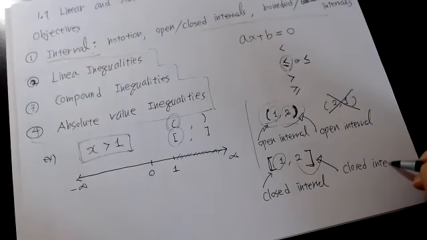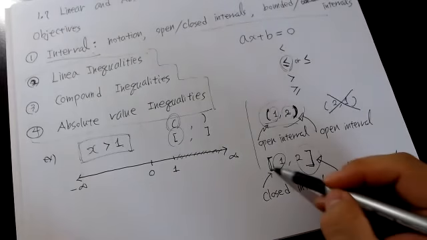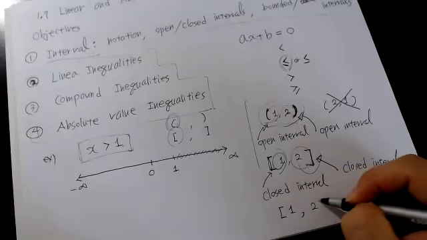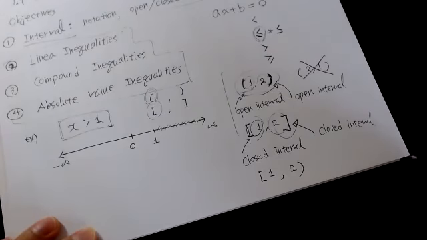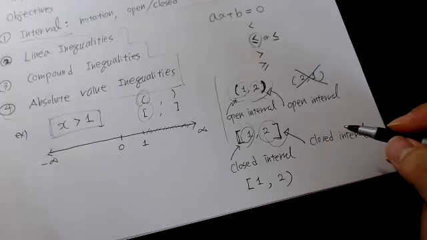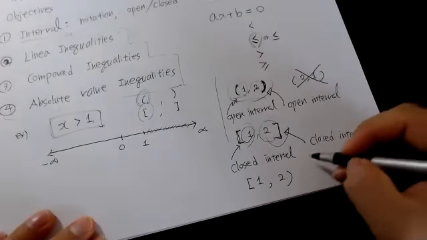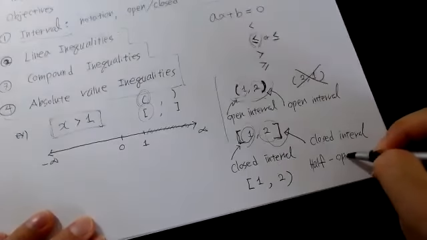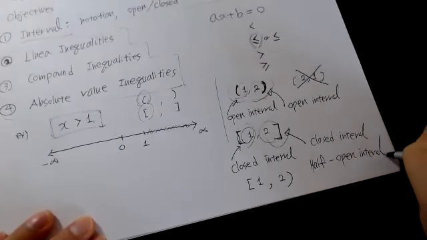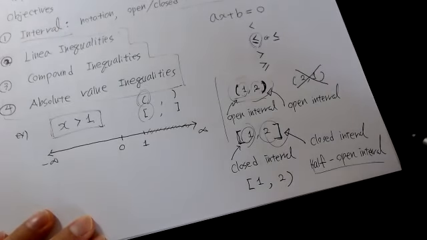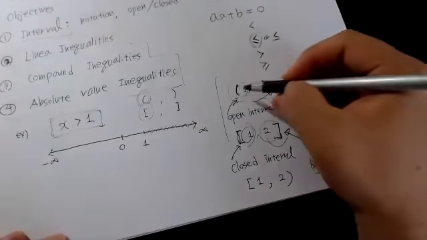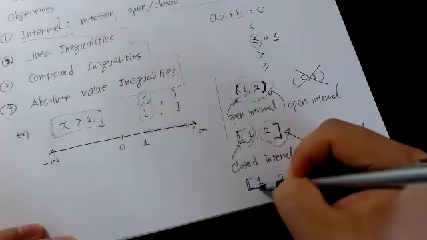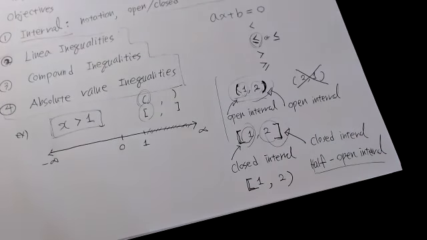But here's the question. What if I want to include the left end of the interval but not the right end? Then we use this: closed 1, and then open 2. It's called a half-open interval, or half-closed interval. So keep in mind this: an open parenthesis means the end number is not included. A closed bracket means the end number is included in the interval.